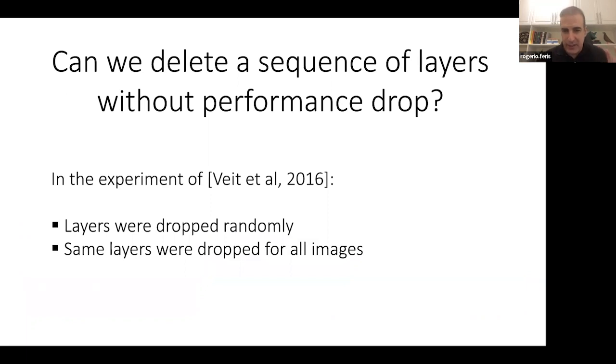Now, it's interesting that in the experiment that I showed you based on this paper by Andreas Veit and colleagues, the way that they dropped layers was in a random way. So basically, layers were dropped randomly anywhere in the network. And also, the same layers were dropped for all the images. So we thought this could be the reason why the error still increases as you drop more layers.